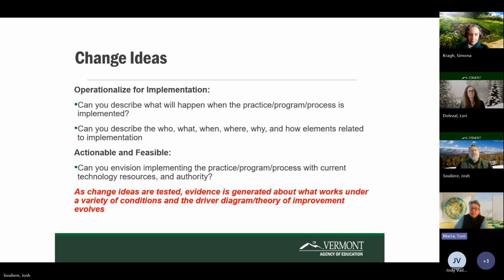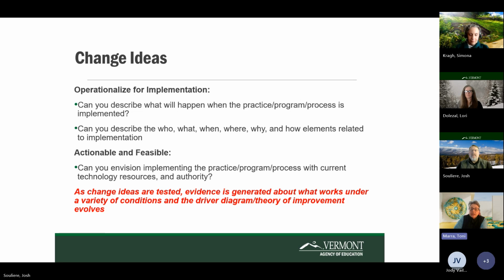Change ideas come from examining the research and evidence base and finding the practices, processes, and programs that have demonstrated positive impacts on similar specific outcomes and student populations that you are hoping to impact with your goals. Select evidence-based change ideas or practices based on needs uncovered during data analysis.